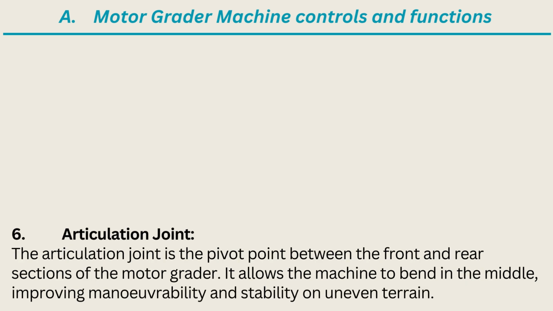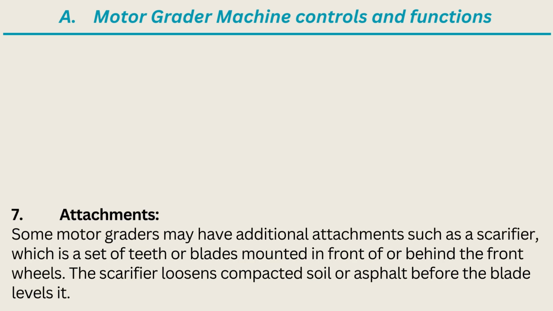6. Articulation joint. The articulation joint is the pivot point between the front and rear sections of the motor grader. It allows the machine to bend in the middle, improving maneuverability and stability on uneven terrain. 7. Attachments. Some motor graders may have additional attachments such as a scarifier, which is a set of teeth or blades mounted in front of or behind the front wheels. The scarifier loosens compacted soil or asphalt before the blade levels it.